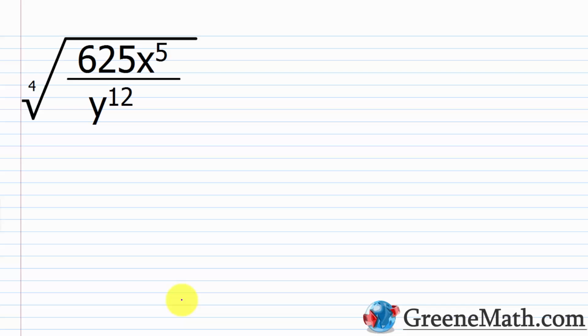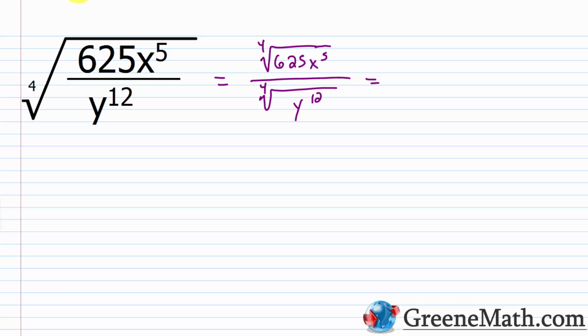All right, let's look at another one with a variable involved. So we have the fourth root of 625x to the 5th power over y to the 12th power. Okay, so I'm just going to break this up. So I would have the fourth root of 625x to the 5th power over the fourth root of y to the 12th power. So the denominator is very easy, right? Again, if this guy is greater than or equal to this guy, then think about if they're divisible by each other. So 12 is divisible by 4. I don't need to do anything else. 12 divided by 4 is 3. So I can just write this as y cubed. I'm done. Okay, I don't have to do anything else.